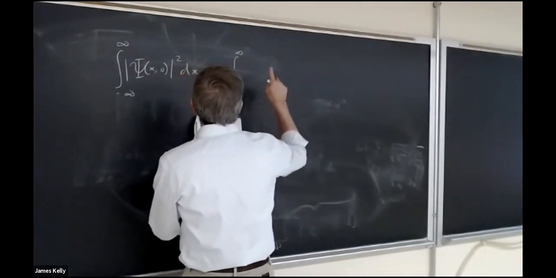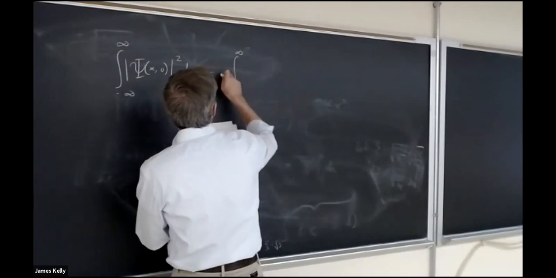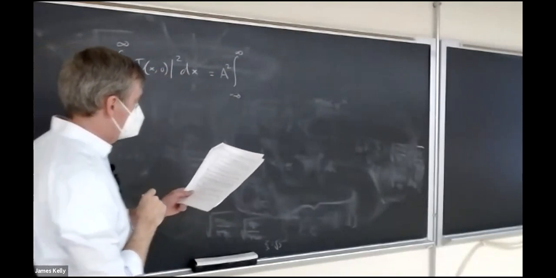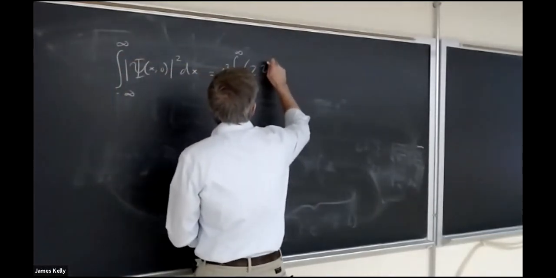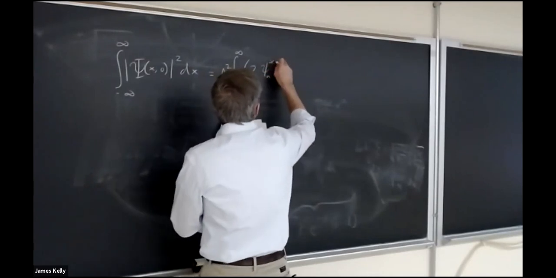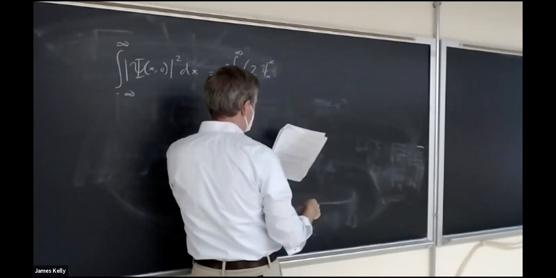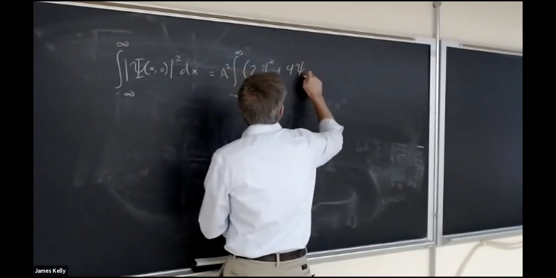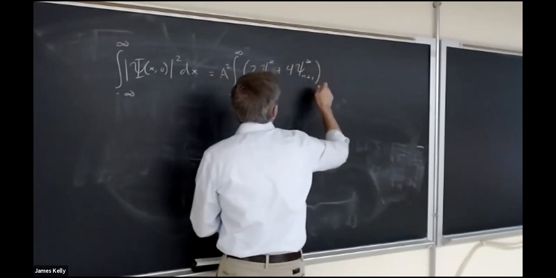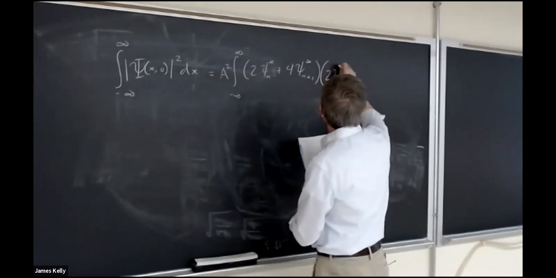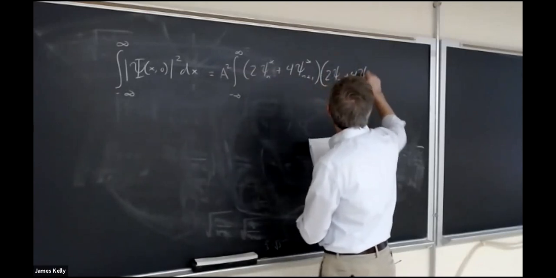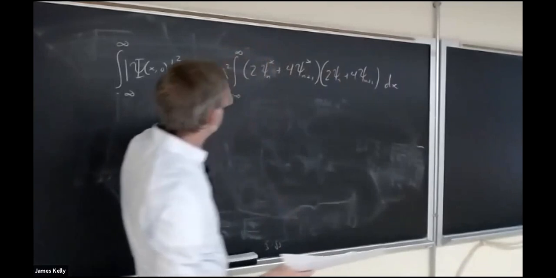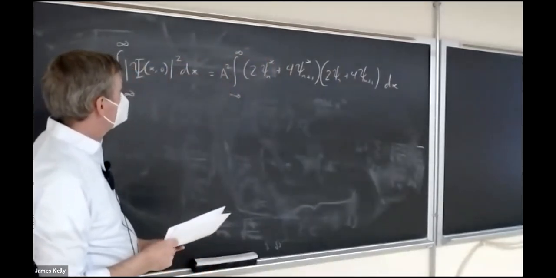I'm going to have a psi star times a psi. That will give me 2 factors of a. So I'll get an a squared, which can come out in front of the integral. And I'll have a 2 psi n star of x, let me not put the x in there, plus 4 psi n plus 1 star. And then I've got to multiply by 2 psi n plus 4 psi n plus 1 and integrate that. There's my psi squared. We put the a out in front. We'll demand that this equals 1.